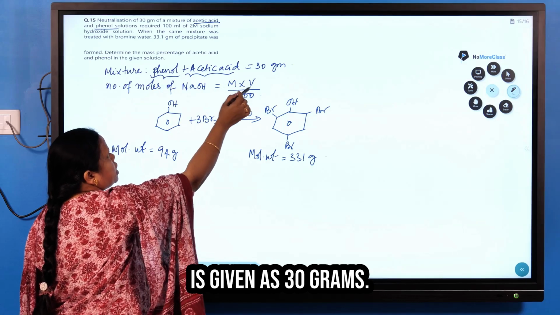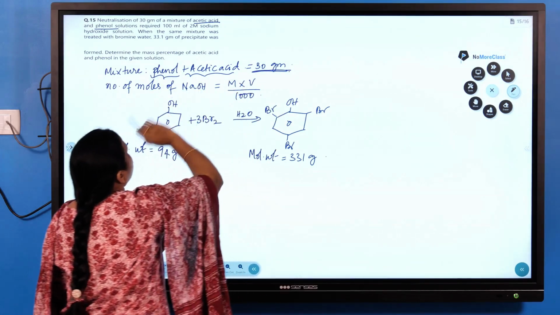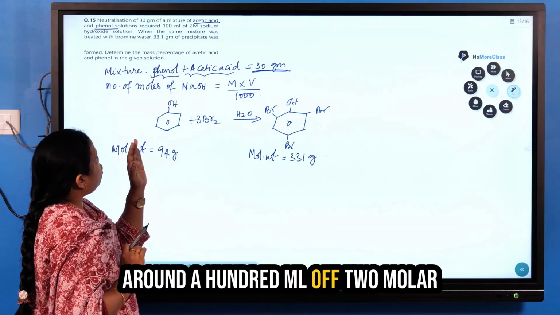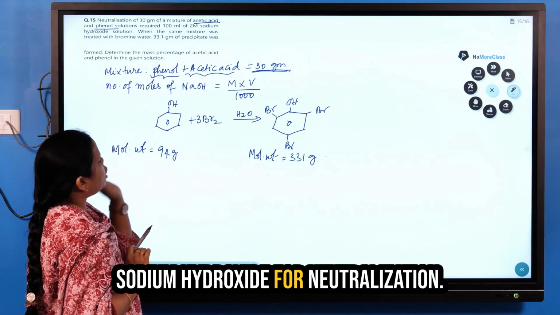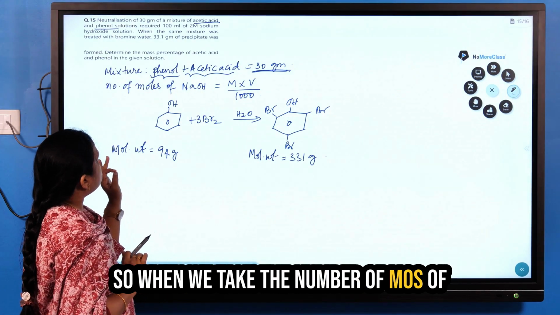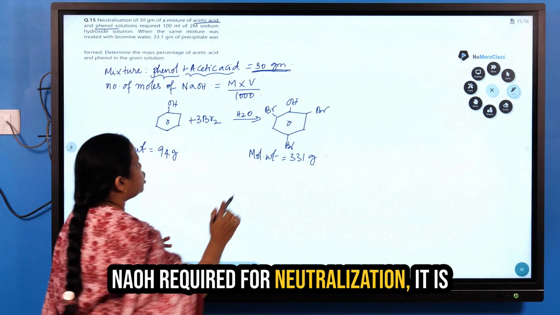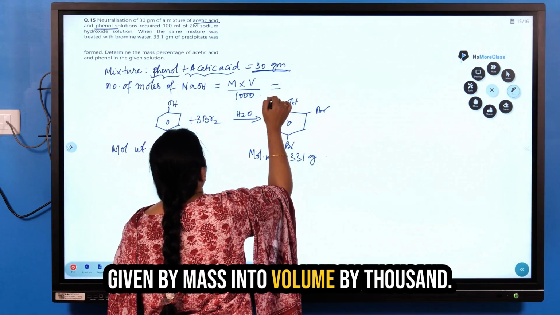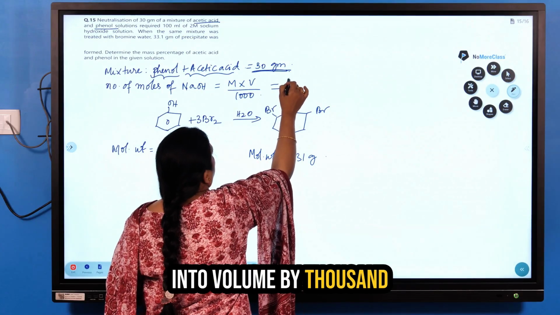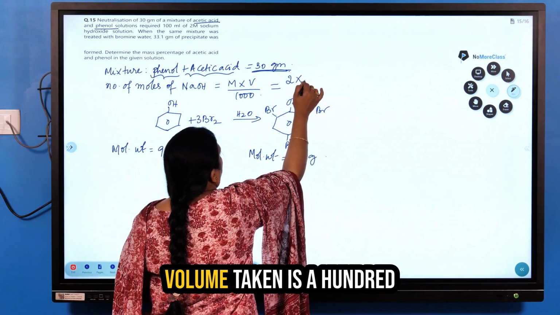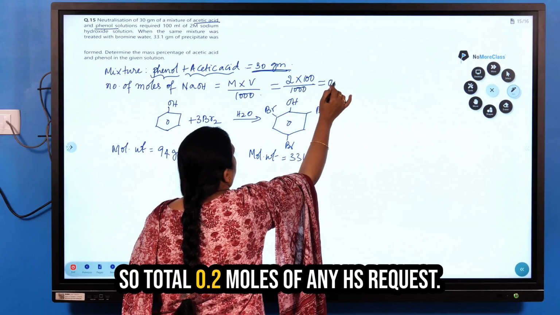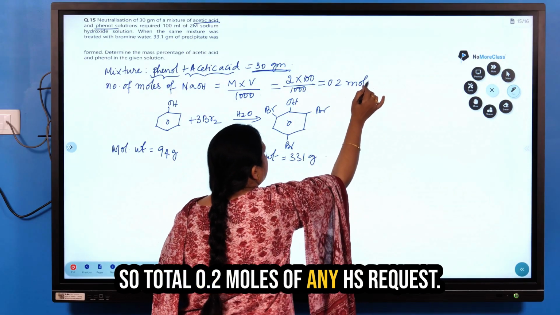Total mass of the mixture is given as 30 grams. And this particular mixture required around 100 ml of 2 molar sodium hydroxide for neutralization. That is the information given to us. So the number of moles of NaOH required for neutralization is given by molarity into volume by 1000. Molarity of the solution is 2. Volume taken is 100 divided by 1000. So a total of 0.2 moles of NaOH is required.